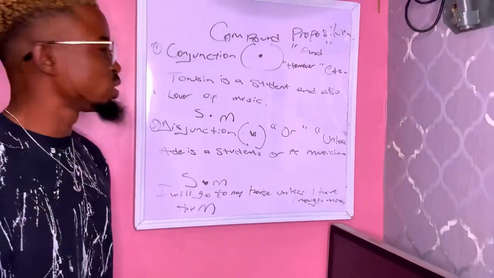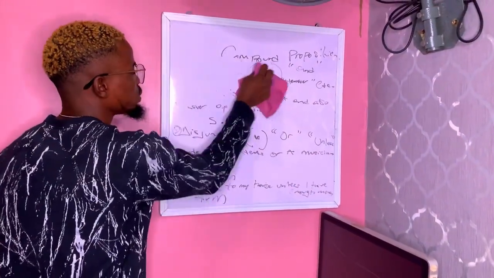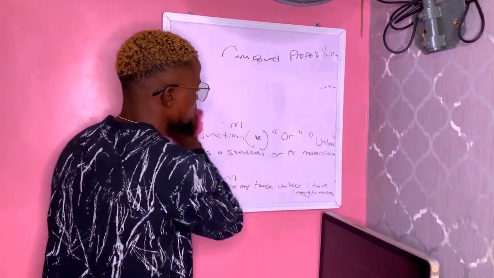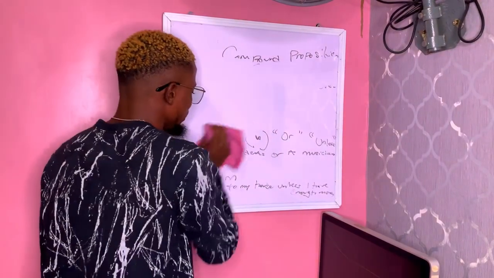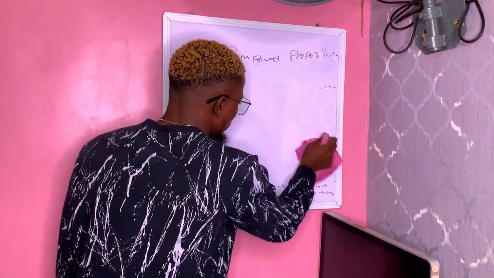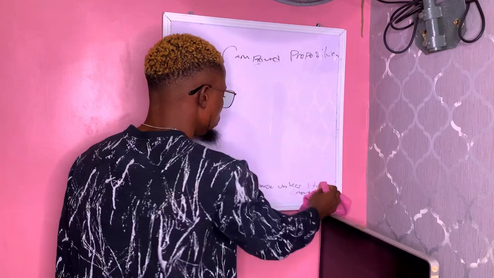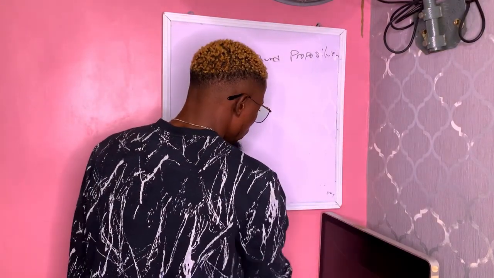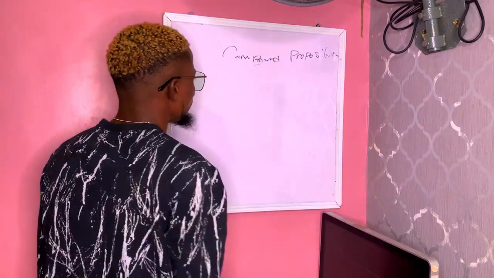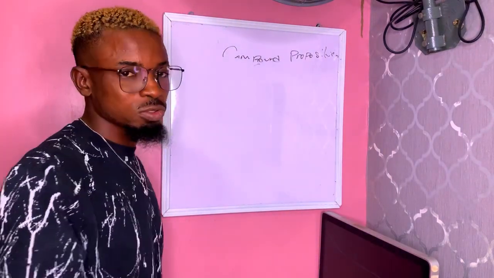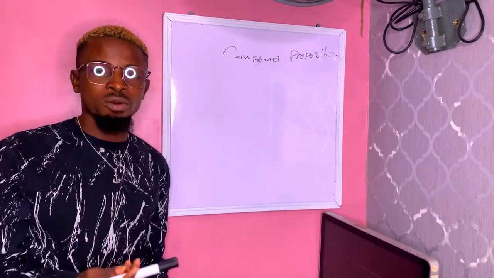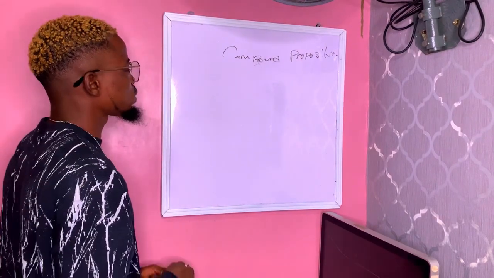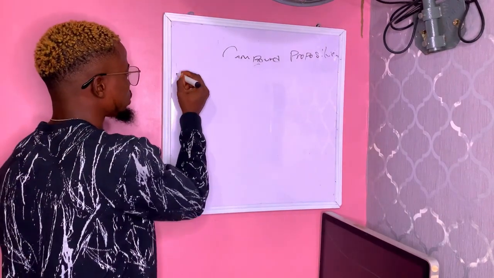So let's go to the third kind of compound proposition that we have. Don't forget that a compound proposition is just different kinds of propositions coming together to form one using different kinds of English. What we are doing with symbolizing is to show you what you are going to use when you have this kind of English. When you have "and", the sign you are going to use is different from when you have "or". So let's talk about the third one, which is implication.